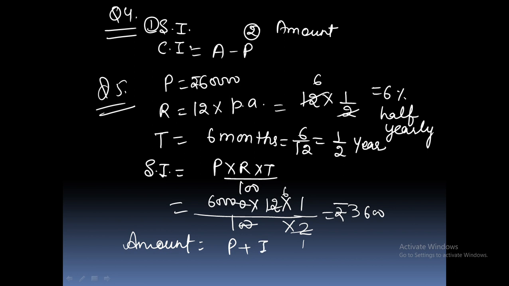P plus simple interest. 60,000 plus 3600, you will get 63,600 amount after 6 months.